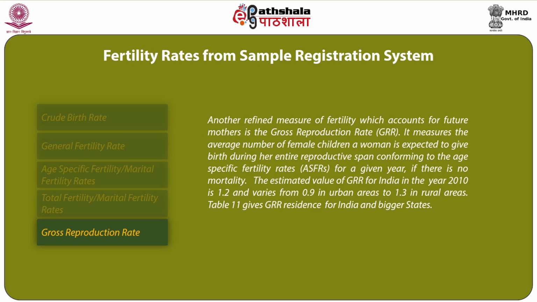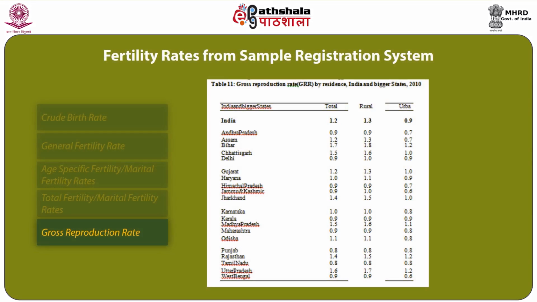The estimated value of gross reproduction rate for India in the year 2010 is 1.2, and rural-urban differences are also noticed. For instance, the GRR is 1.9 in urban areas, whereas in the case of rural areas, it is relatively higher at 1.3. The table gives the gross reproduction rate residence-wise between rural and urban for India and across different states, which clearly shows the variations that exist, and the gross reproduction rate has shown different levels between rural and urban areas.